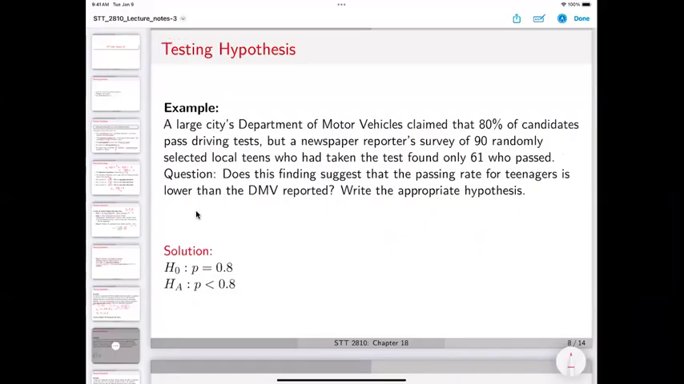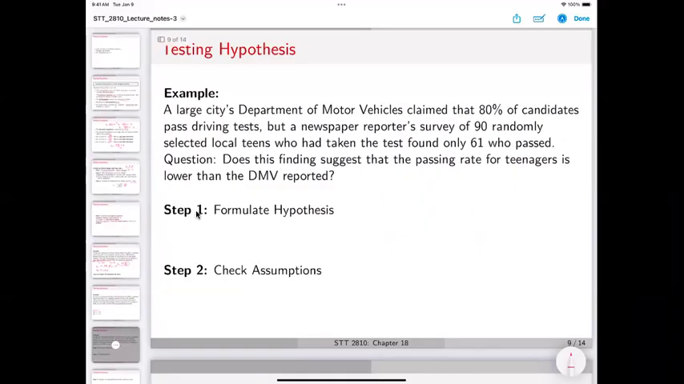So this was the solution for the first one. Okay, so let's now look at this example here. We are going to apply all the various steps we learned in the hypothesis procedure. It's the same problem. So we did the first one. So we formulated the hypothesis to be H naught: p equals 0.8, and then the alternative: p is less than 0.8. Is that okay?